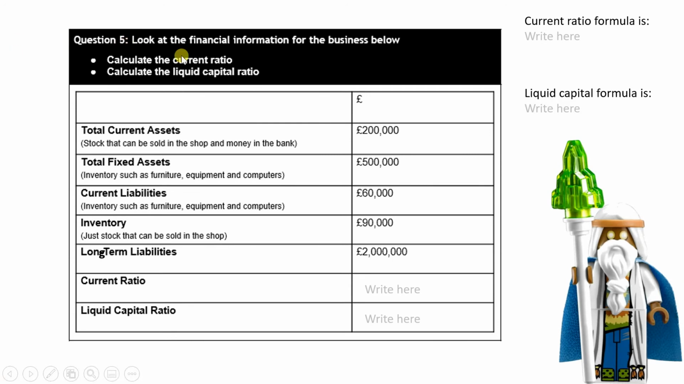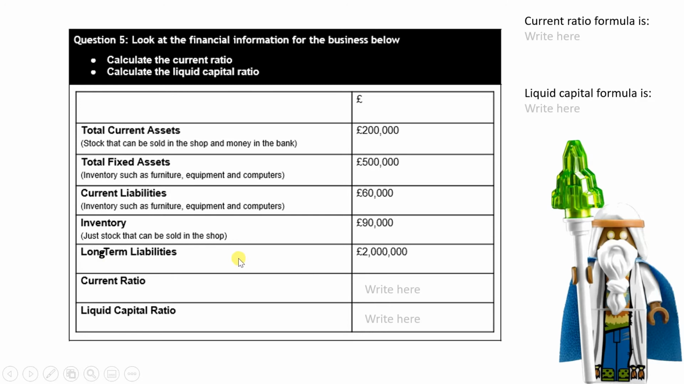Question 5 from Vitruvius. I really need to learn his name, but he's still Gandalf. Right, you've got lots of figures here. You've got total current assets, total fixed assets, current liabilities and inventory. Remember, that's another word for stock, and long-term liabilities.